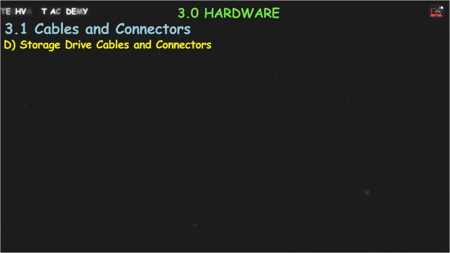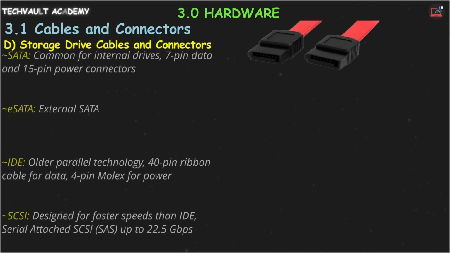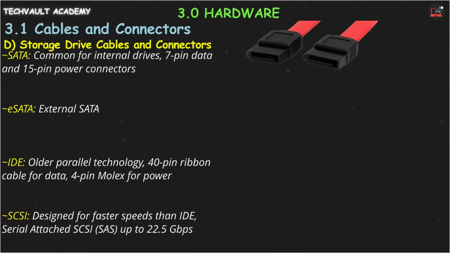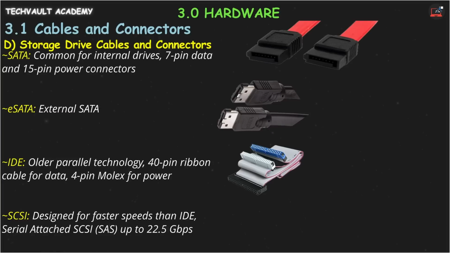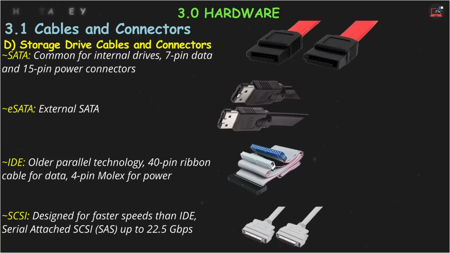4. Storage drive cables and connectors. SATA, common for internal drives, 7-pin data and 15-pin power connectors. eSATA, external SATA. IDE, older parallel technology, 40-pin ribbon cable for data, 4-pin Molex for power. SCSI, designed for faster speeds than IDE. Serial Attached SCSI, SAS, up to 22.5 Gbps.